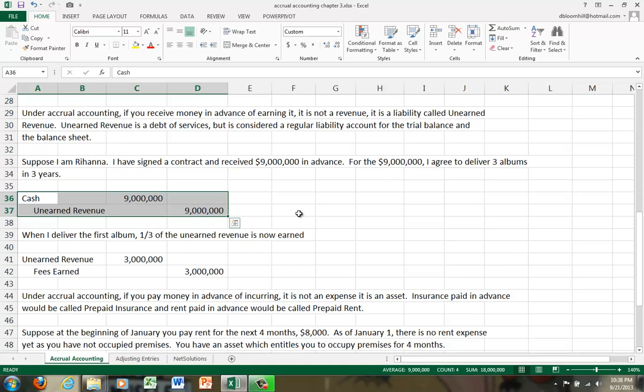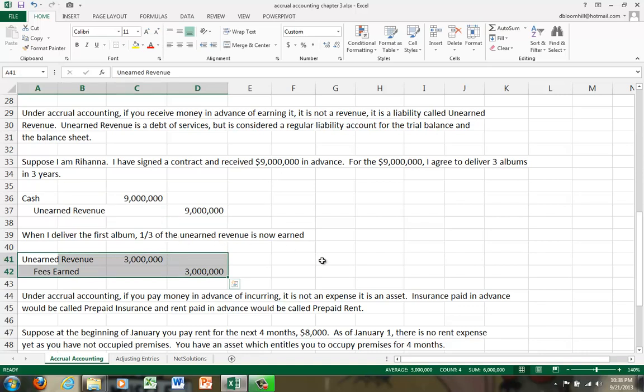Not money, but services. So let's say then I deliver the first album. Then I've performed 1/3 of the services under the contract, so I would consider 1/3 of the revenue is now earned. So I would debit the unearned revenue, so the unearned revenue would now stand at $6 million because I have a $9 million increase and a $3 million decrease, which means that I still owe 2 albums, and I would show that I've earned 1/3 of that amount because I delivered one of the albums. Okay, hopefully that helps with your unearned revenue.